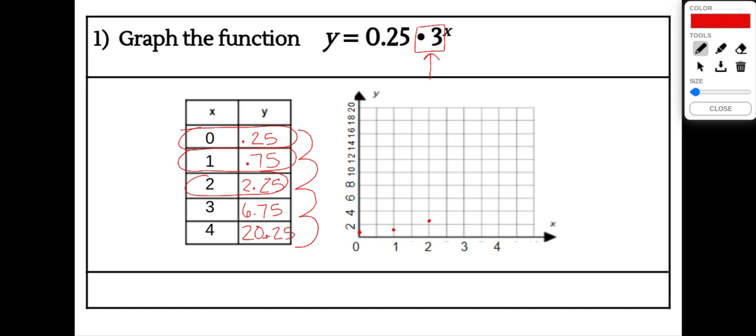Okay, let's go graph that. 3, 6.75. So over 3, up about 6.75. And then over 4, up about 20.25, which is way up here. So now let's graph. You see how very, very slow growth, but then very, very quick. Triple, triple, triple, triple, triple, and we're growing very quickly. So here we have an example of exponential growth. Why? Because the b value up here is bigger than 1.